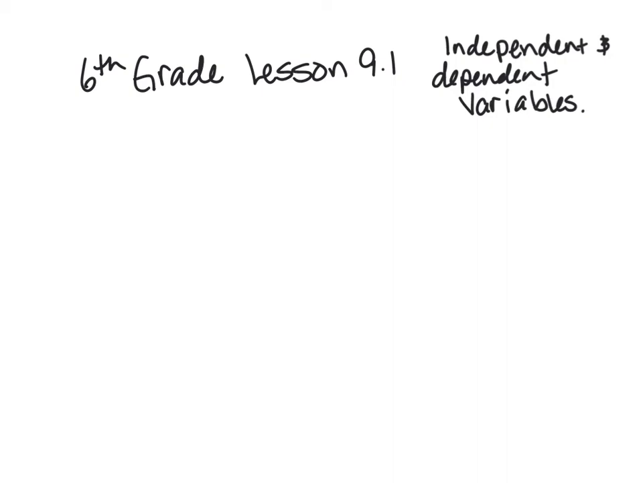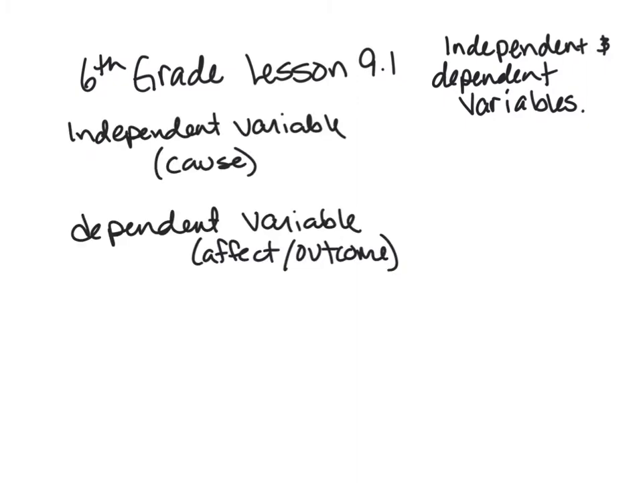Sixth grade lesson 9.1 is teaching us about independent and dependent variables, where we have two unknown pieces of information. In order to get the answer to the dependent variable, the dependent unknown, we need to know another piece of information, the independent variable. So the independent variable is a value that will help get us the answer to the unknown dependent variable. So the independent variable is kind of the cause of things, what's going on.